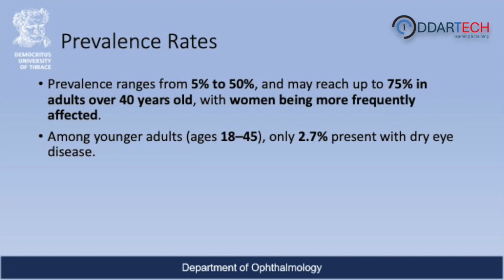Prevalence rates range from 5% to 50%, and may reach up to 75% among adults over 40 years old, with women being more frequently affected. Among younger adults, in ages between 18 and 45, only 2.7% experience dry eye disease.